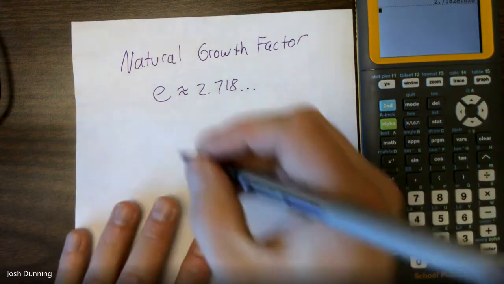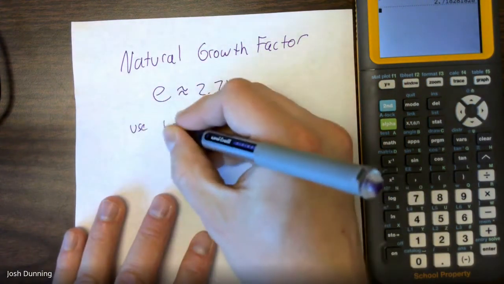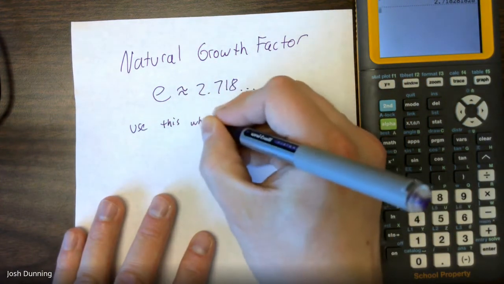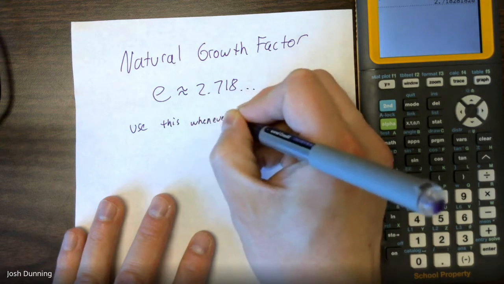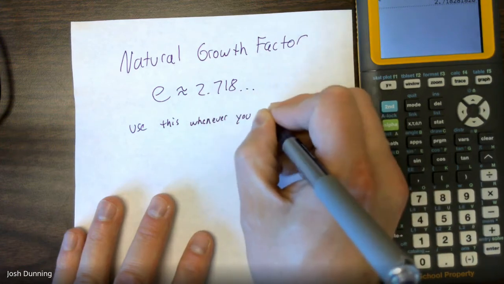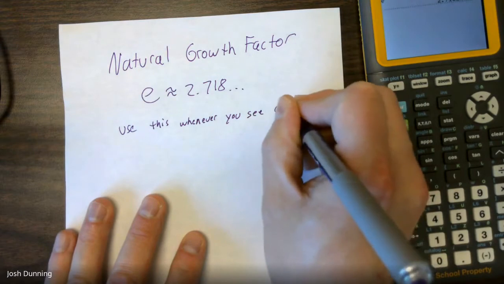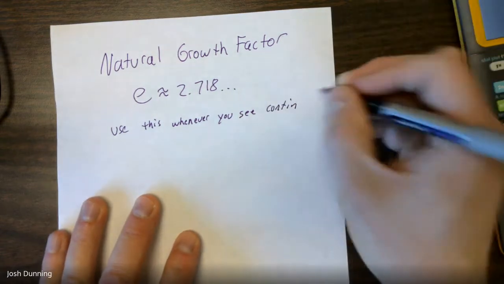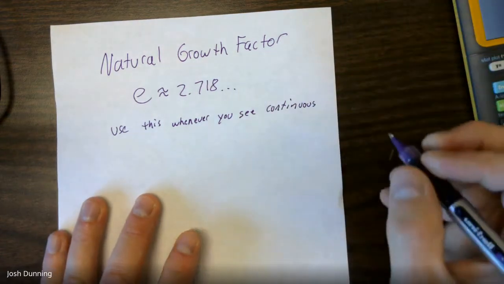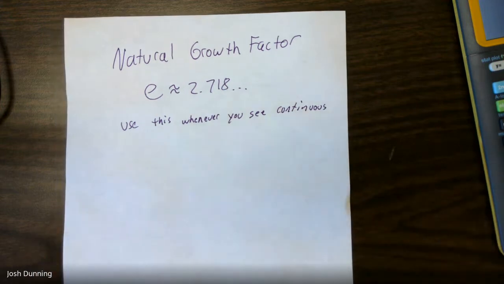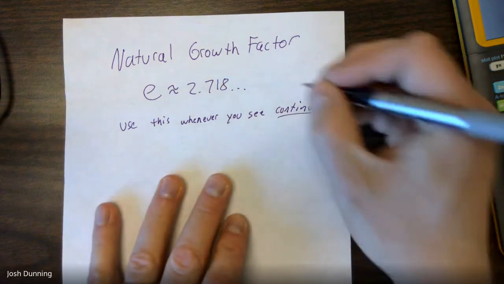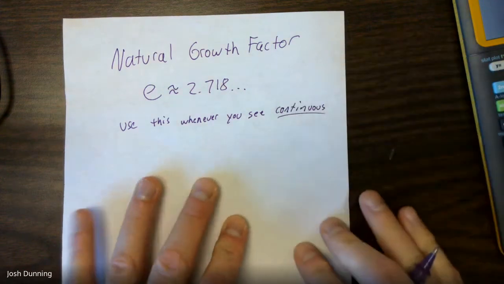You use this whenever you see continuous in the question. You have like a yearly interest rate, but it's compounding continuously. So you use this when you see continuous.